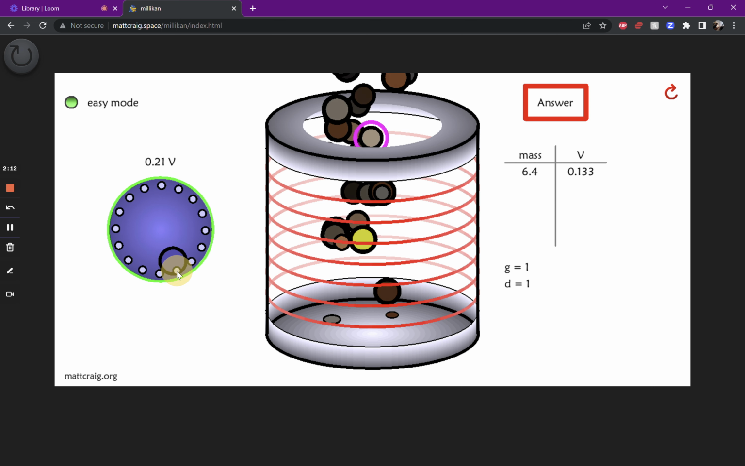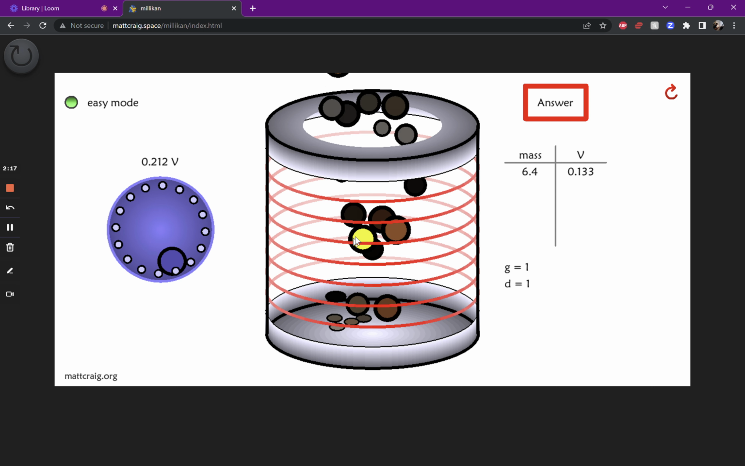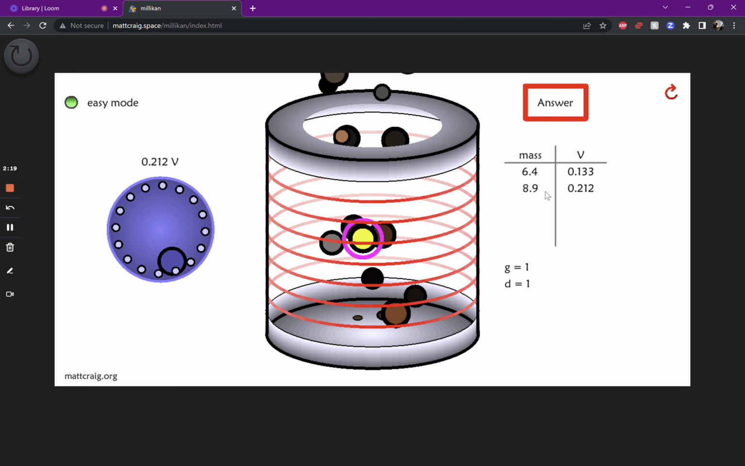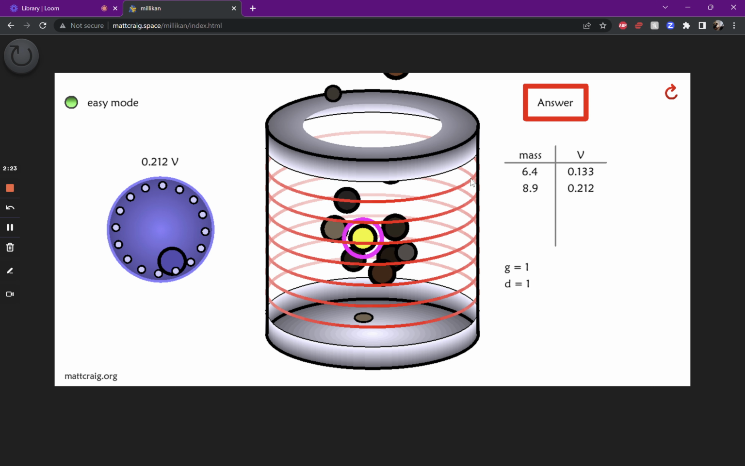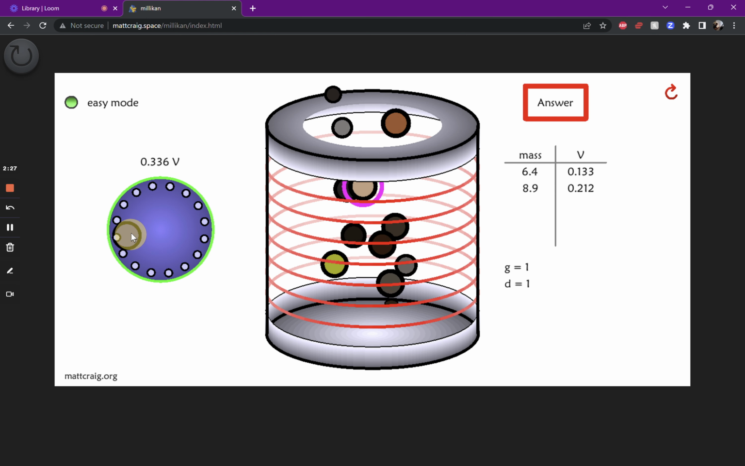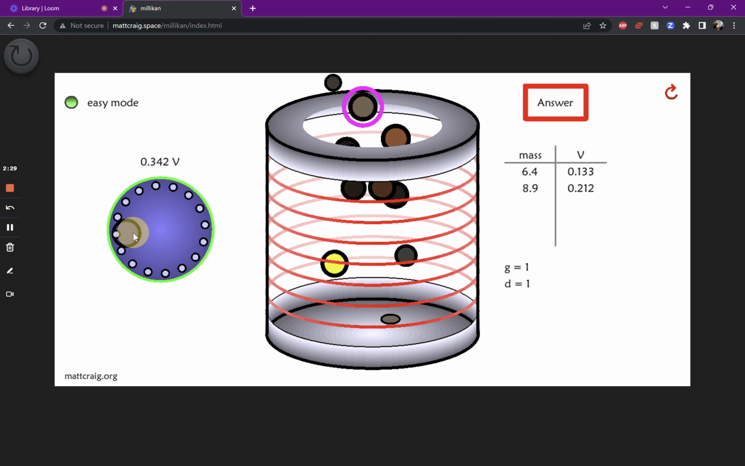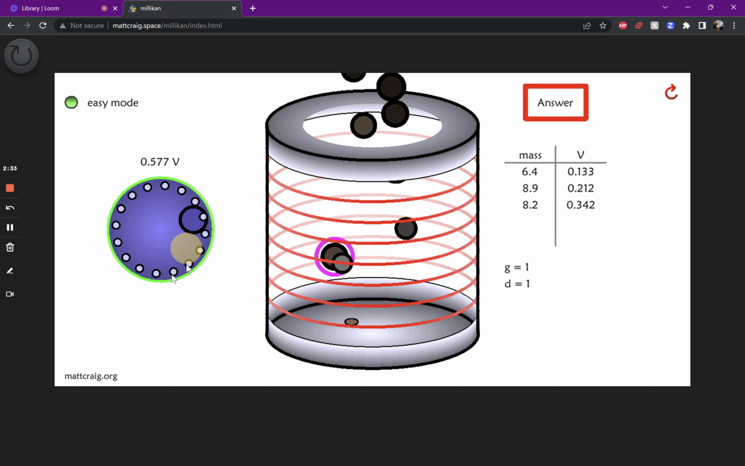So this is kind of a heavier one here in the middle. And once you get that one pretty stationary, you can click on that and you can get a new data point of mass and voltage. And you can use the equation to calculate that one's charge. And you can kind of keep going until you've done this 5 or 6 times. I think the table holds up to 5.